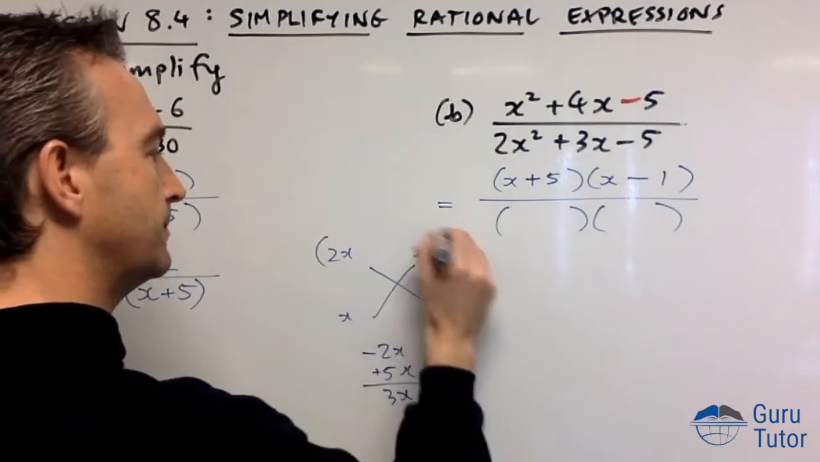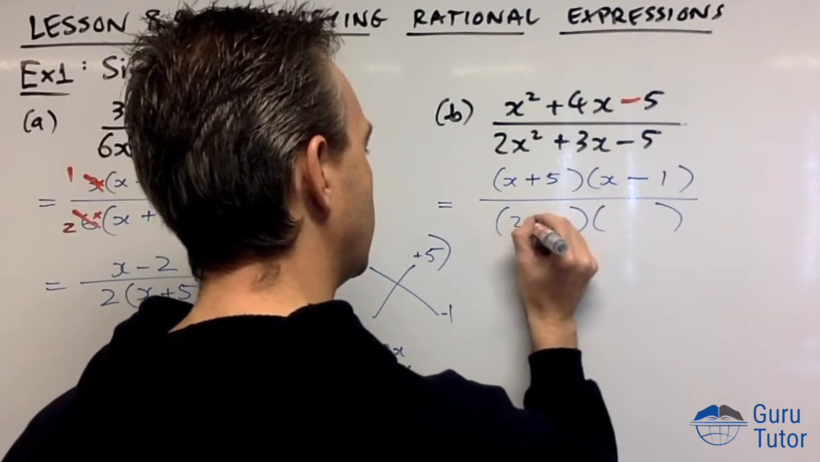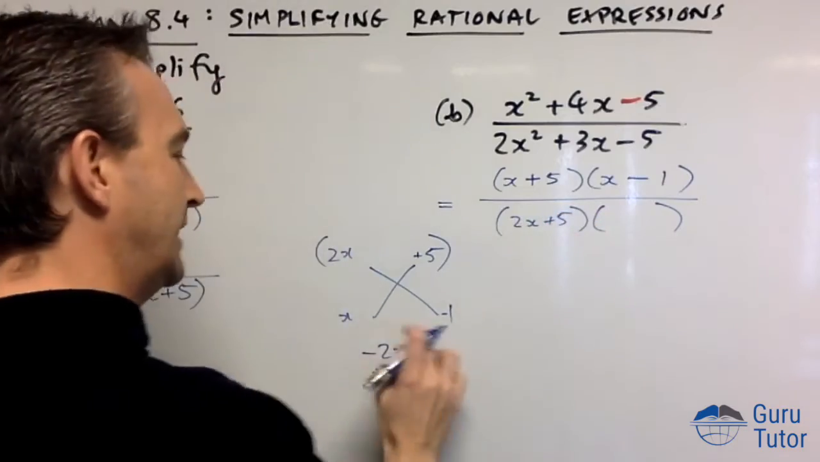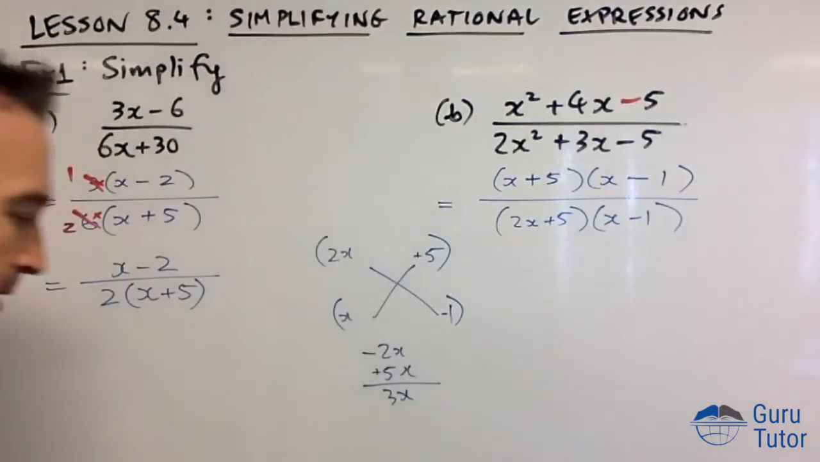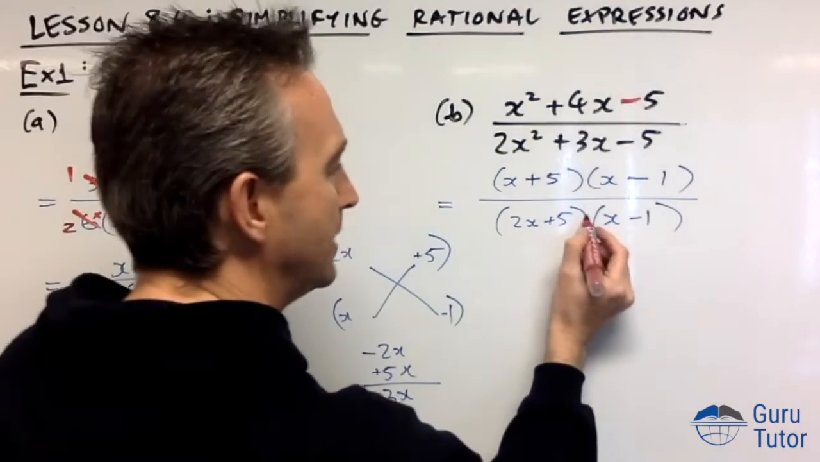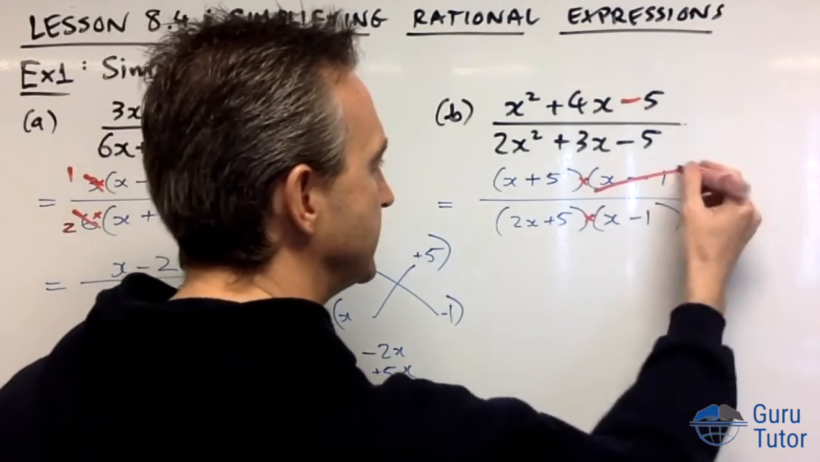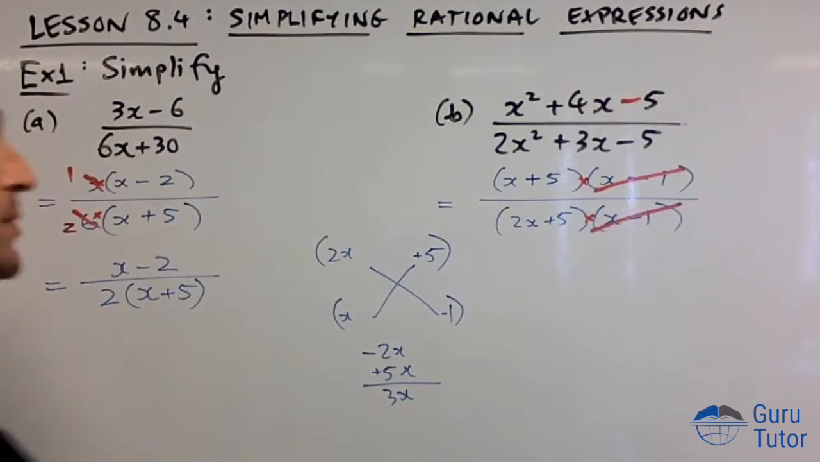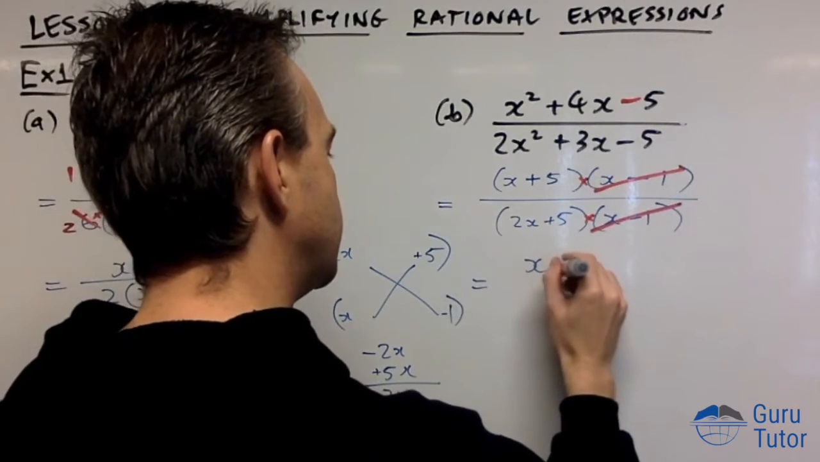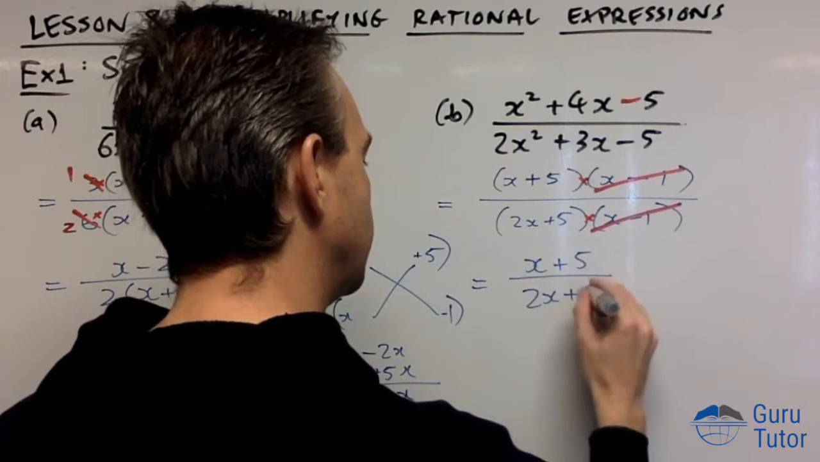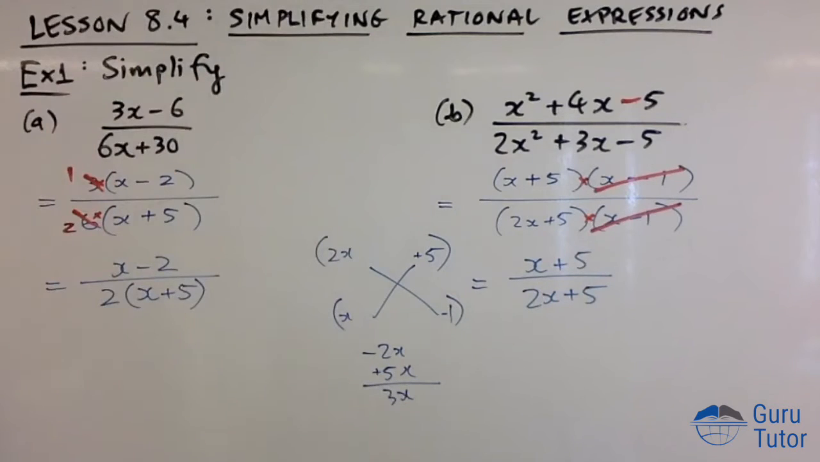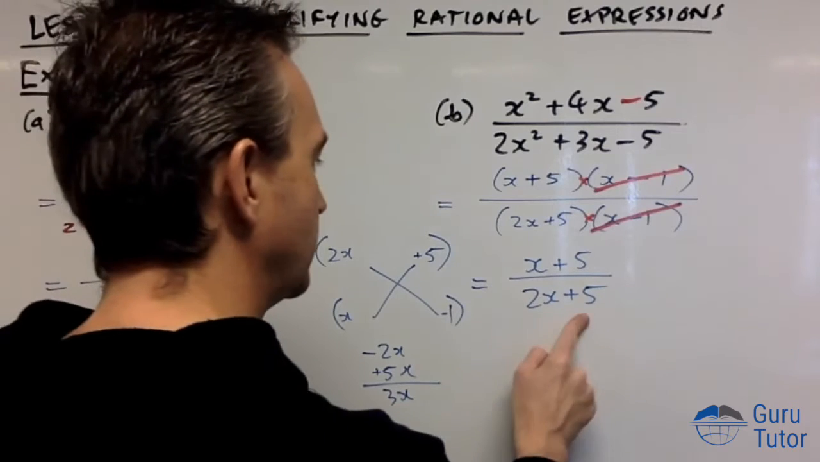So our factors are 2x plus 5 and x minus 1. And here we go, we can factor. Remember, these are multiplications in between here. So this cancels with this, leaving us with x plus 5 over 2x plus 5. All right, is that it? That is it. We stop. Okay, stop there. Don't go any further.